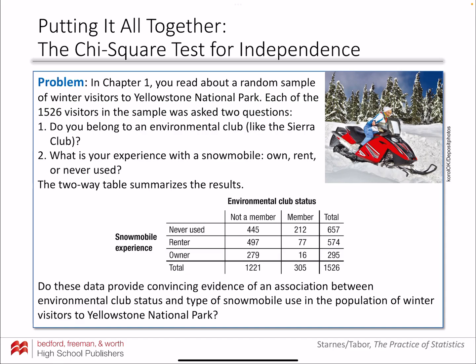Let's look at an example. This was an example that we looked at all the way back in chapter 1. Not that I expect you to remember it, but just as a quick recap, we have a random sample of winter visitors to Yellowstone National Park. They were asked 2 questions. Do you belong to an environmental club, and what's your experience with a snowmobile? So here are our results. Do these data provide convincing evidence of an association between the environmental club status and the type of snowmobile use? I want you to make note that this was an SRS. We asked a survey. This was one SRS, and we asked questions to each individual person. This was not an experiment in which I had people randomly allocated to 2 different groups or whatever, right? We'll talk more about that in just a second, but that's why I'm pointing that out.